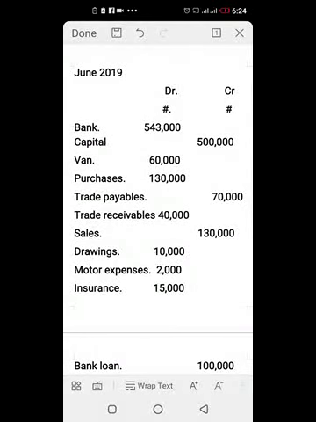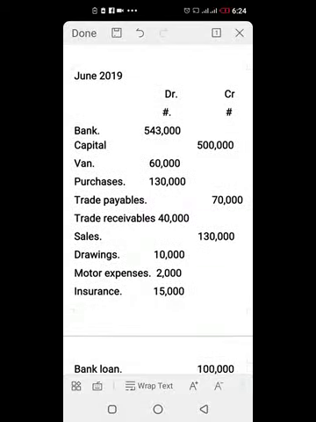Now, bank is 543,000. Remember, balance brought down is 543,000 naira. So put it in the debit side. Capital is a liability, fixed in the credit side. Van is an asset, debit side, 60,000 naira. Purchases, an expense, 130,000 naira. We'll put it in the debit side. Remember that we said that assets and expenses stay in the debit side, while liabilities and income stay in the credit side. Trade payables, liabilities, 70,000 naira.